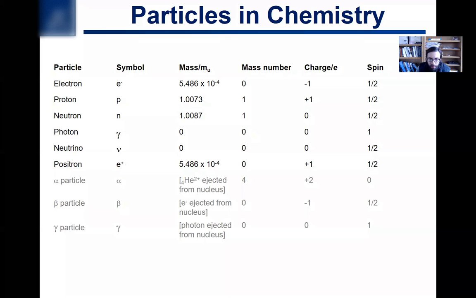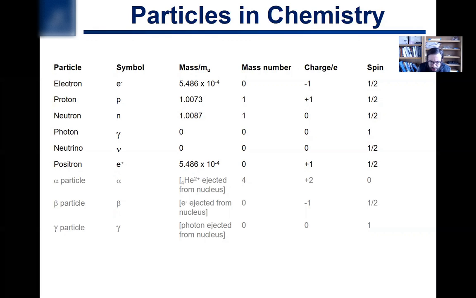An alpha particle is actually just a helium-4, 2+ nucleus that gets ejected during fission processes. A beta particle, that's just an electron, a fancy name for an electron that's ejected during nuclear processes. And a gamma particle, that's just a photon that's ejected from, excuse me, from the nucleus in decay processes.